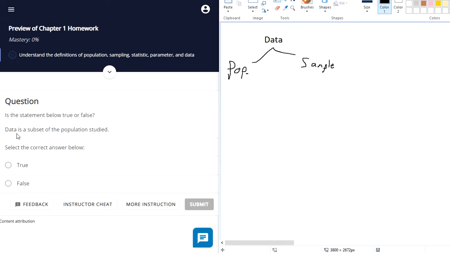So data is the subset of the population studied. This sounds like the definition for the word sample. Okay. Data can be population data. It's not just a subset. It's not just a smaller portion. So we've got to answer false for this one.